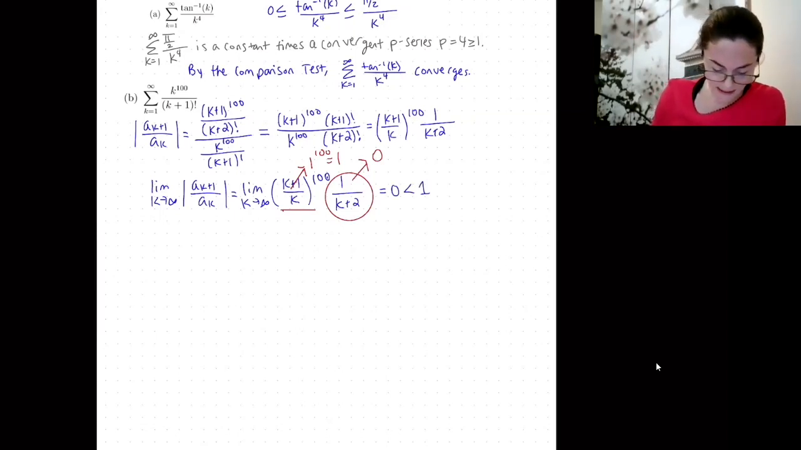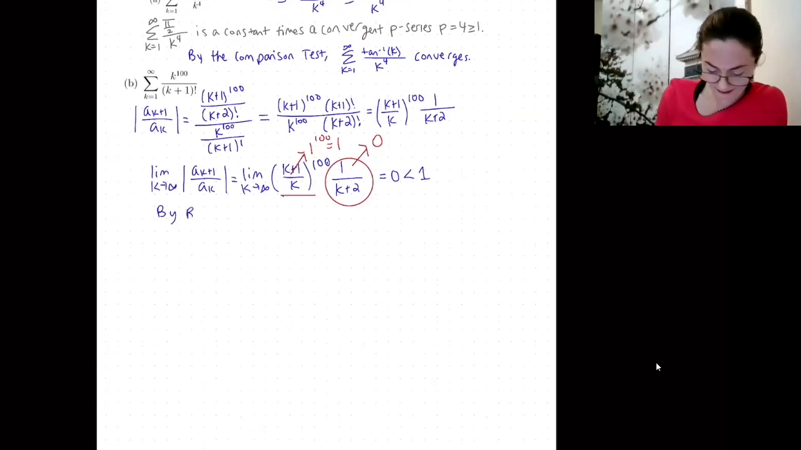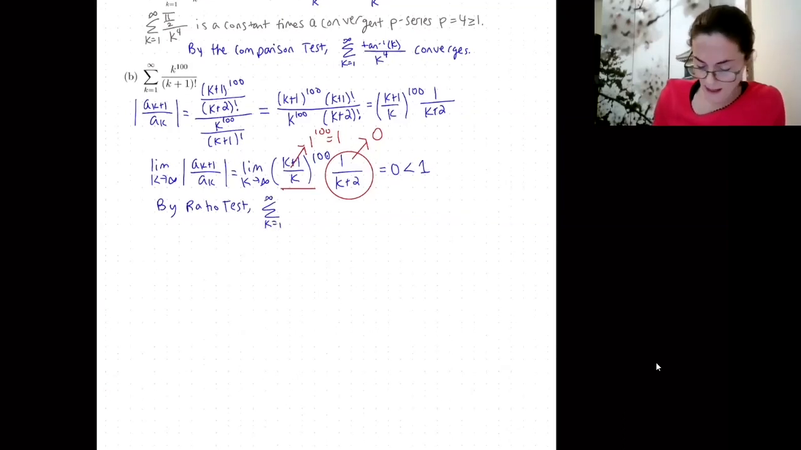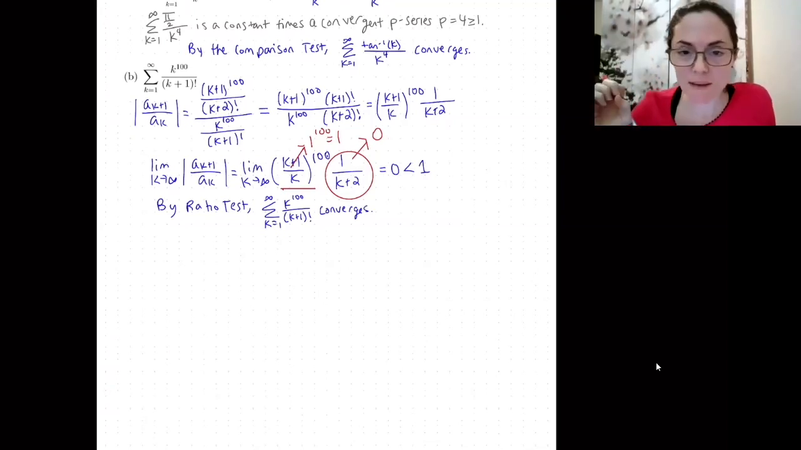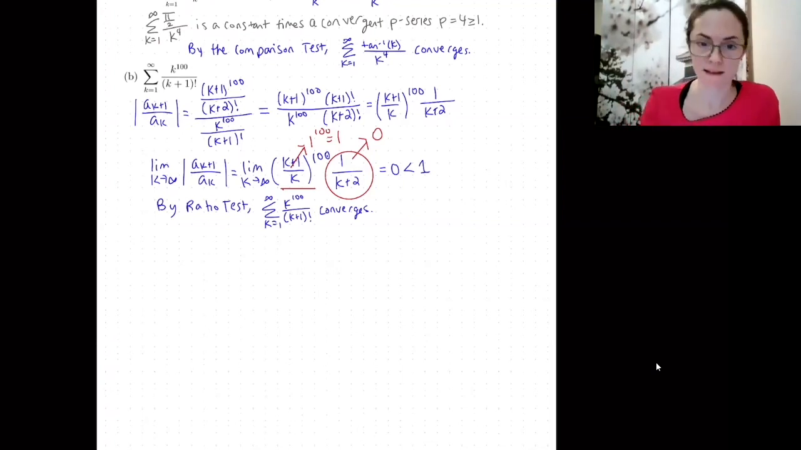By the ratio test, this series, k to the 100 over (k plus 1) factorial, converges. Okay, when we have this limit, the ratio test says, and you have this on that series sheet that I provided you, when this limit is strictly less than 1, we get convergence. If the limit was bigger than 1, we would know divergence. And if the limit was equal to 1, we would have to use another test. Okay, now we move on.